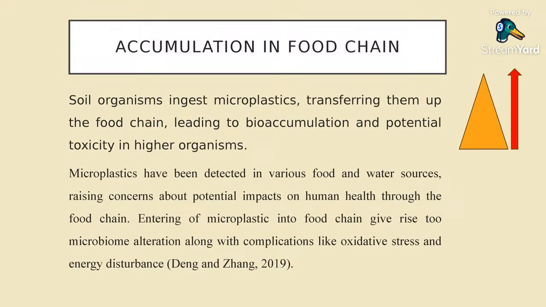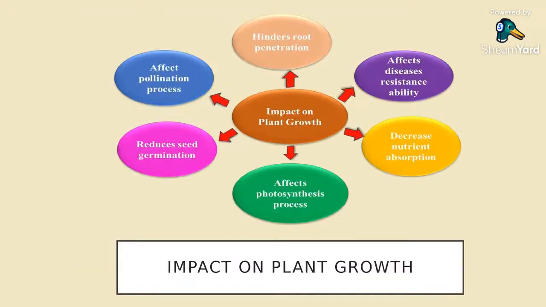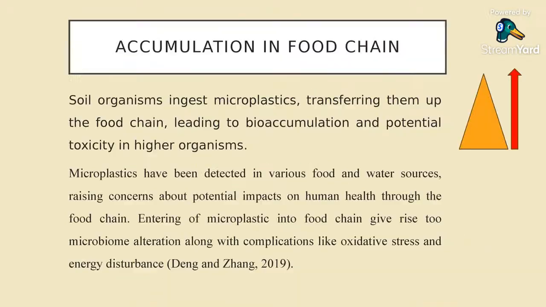Now, accumulation in the food chain. If they are entering into the plants, then surely they are going to be served on our plates too. So now the soil organisms that are ingesting microplastics are transferring them up the food chain. We know that toxicity goes on increasing from a smaller trophic level to the higher one, which is leading to bioaccumulation and potential toxicity in higher organisms.